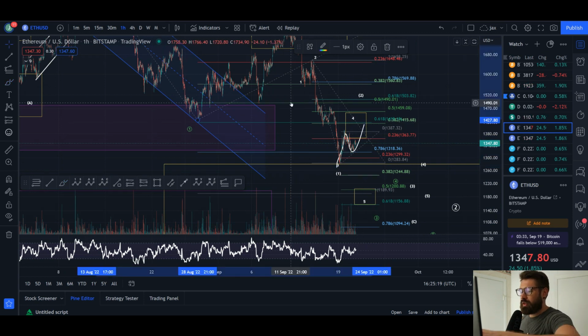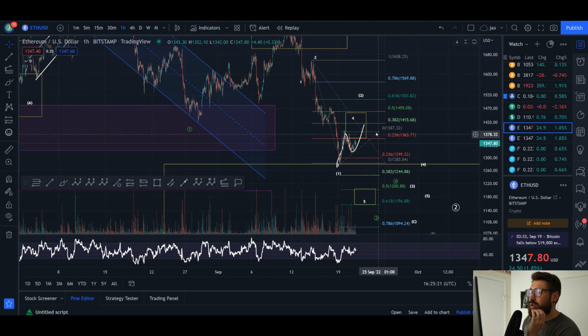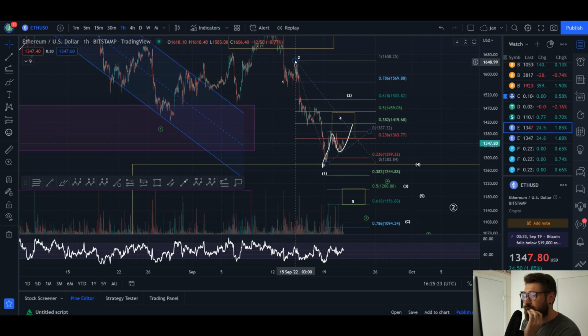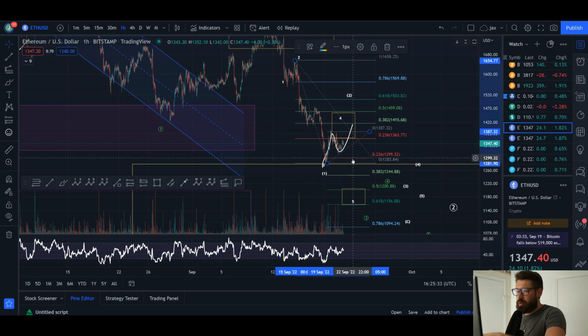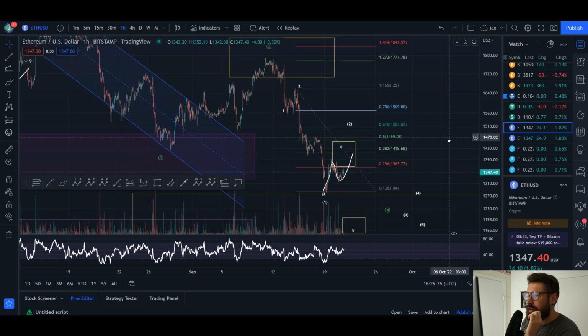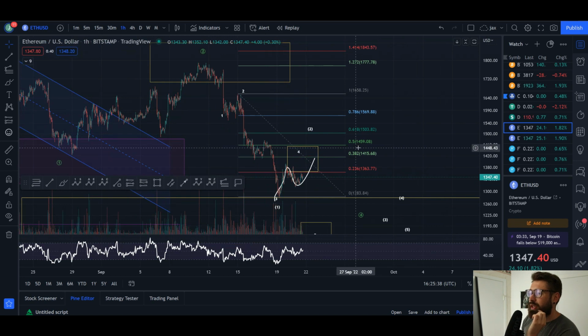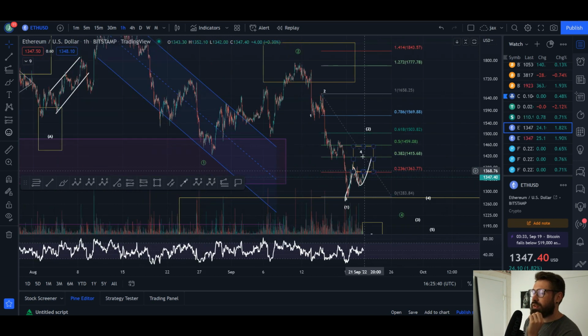However, I need to remove one of these fibs. Let me make sure that this is correct with the Fibonacci here. Just gonna take this fib out quickly. Okay, yeah, this looks good. So if we come up and we break 1459, that invalidates a wave 4 pullback, and we have to be looking at a wave 2.